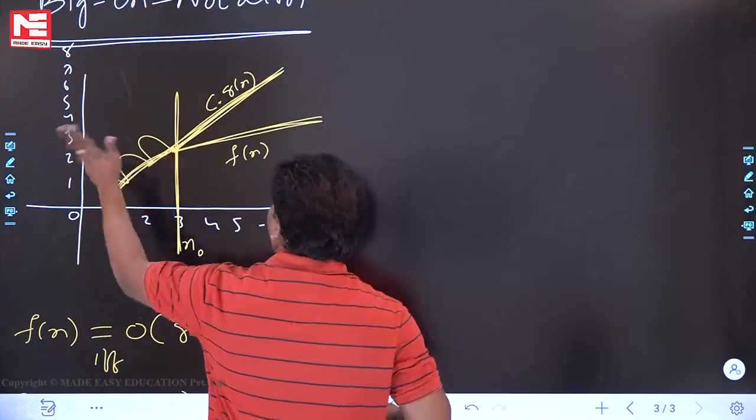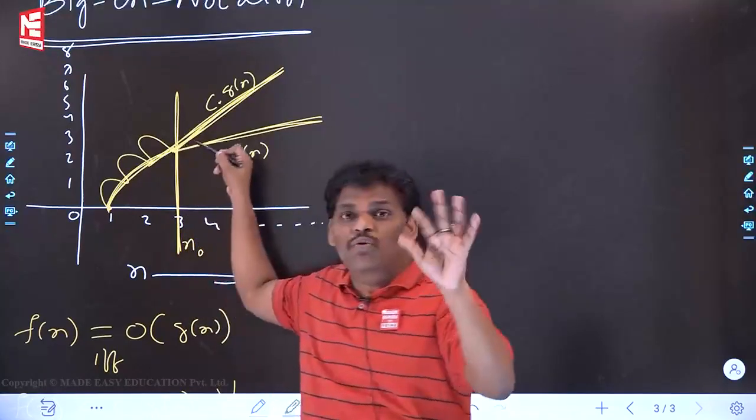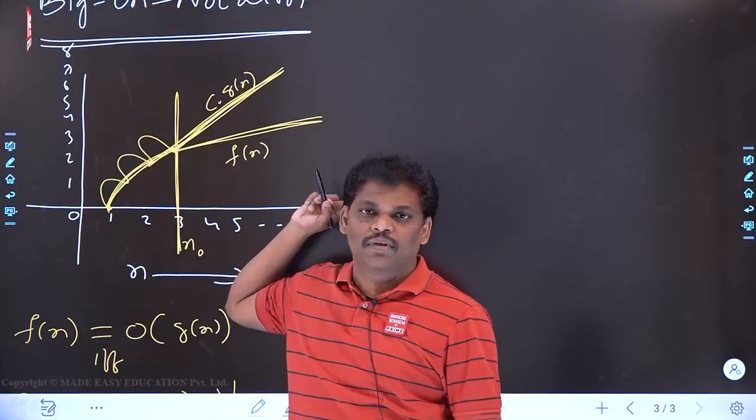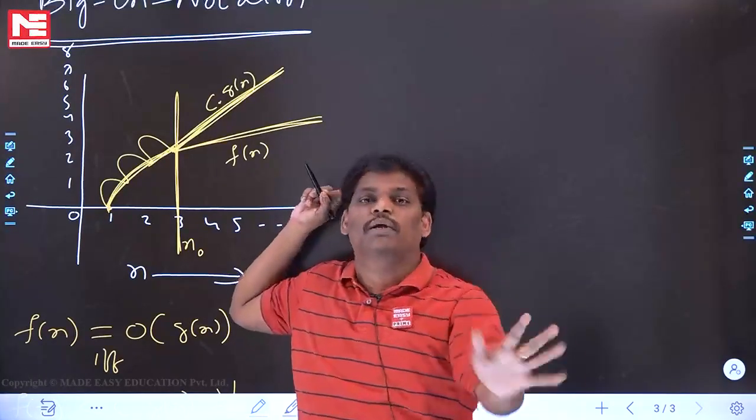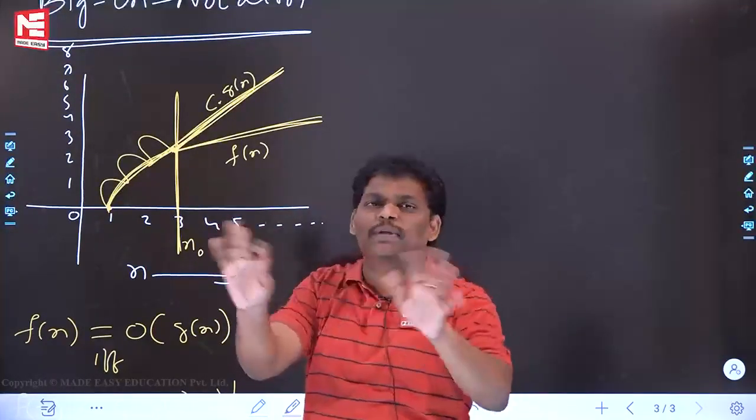Before n0, anything can happen. This is the area where I don't know clearly what the relation between them is. Maybe f is bigger, maybe g is bigger, maybe they are equal. I am unable to comment. If you are also unable to comment, please don't worry.